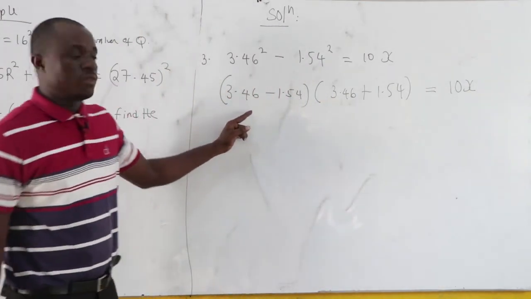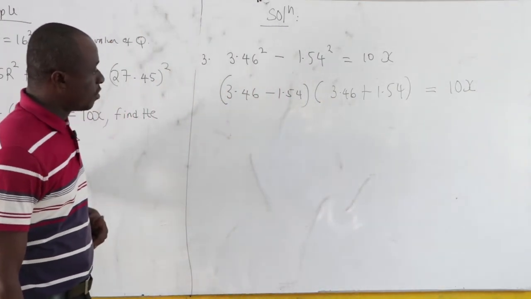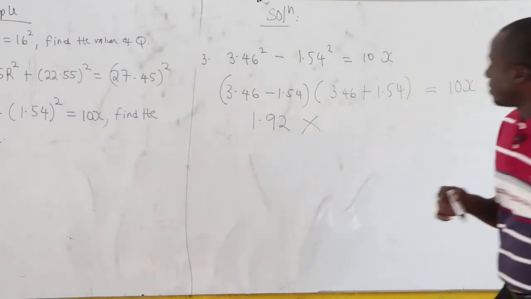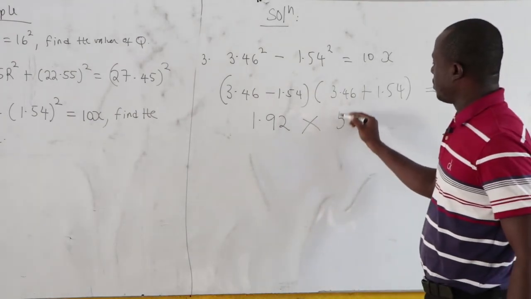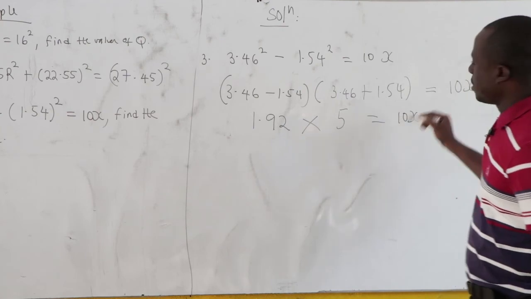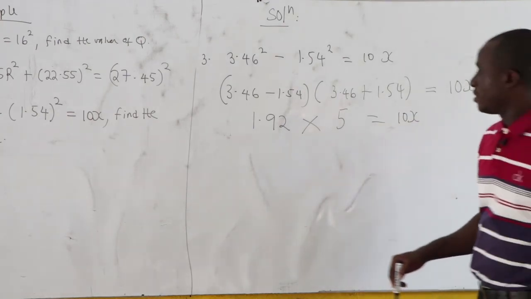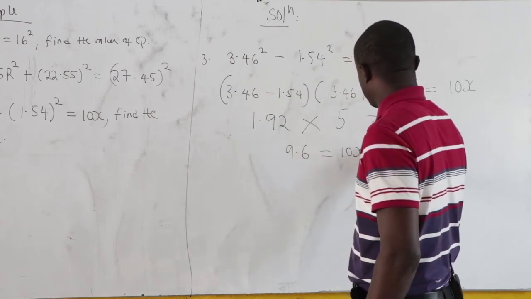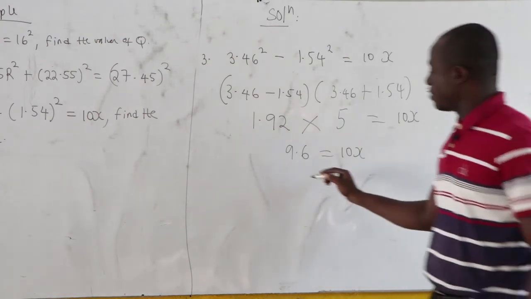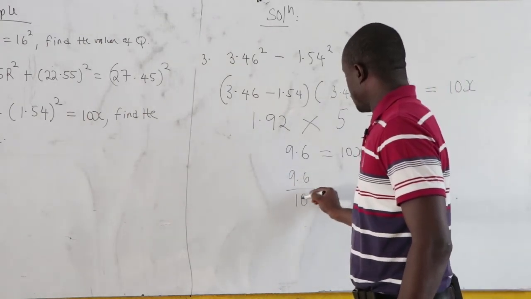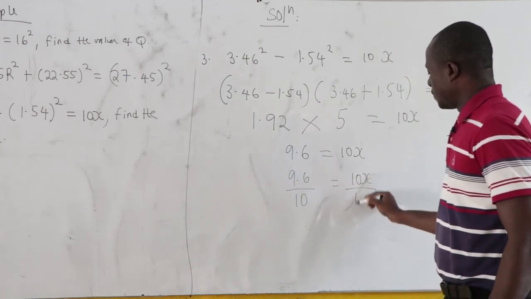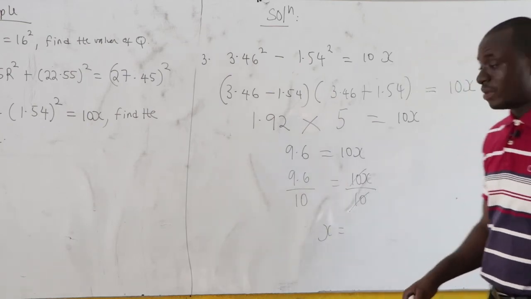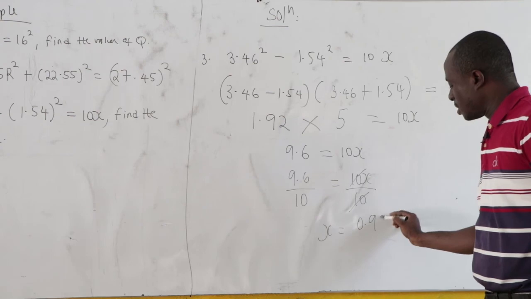Now, 3.46 minus 1.54, this is just 1.92. Now, 3.46 plus 1.54 gives us 5, equal to 10x. Now, 1.92 times 5 is just 9.6, equal to 10x. We want to find x, so we divide both sides by what is multiplying it: 10. 10 over 10x cancels out that. So we have x equal to 9.6 over 10, which will be 0.96.